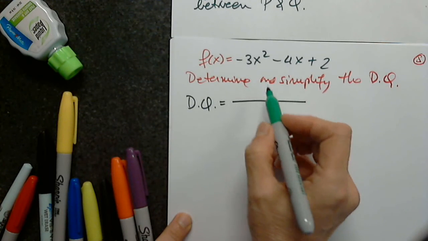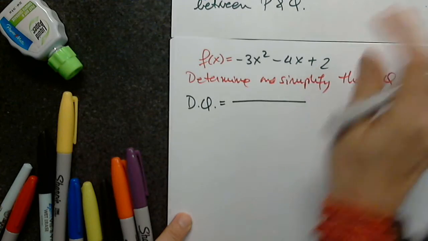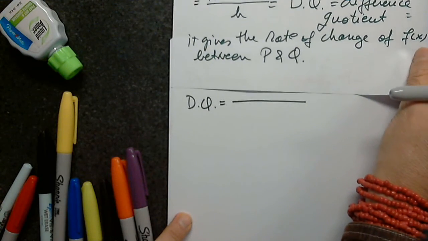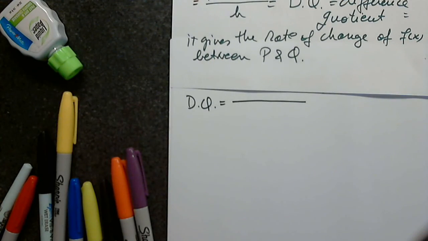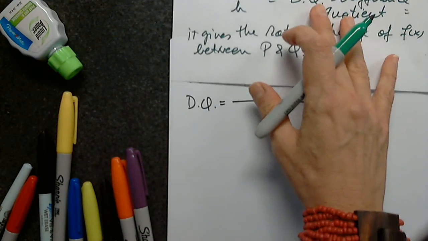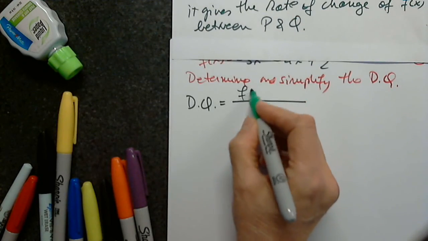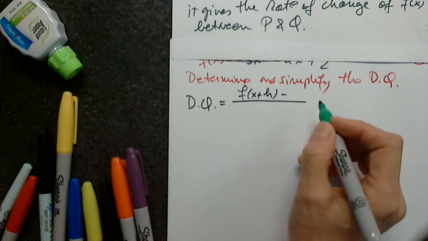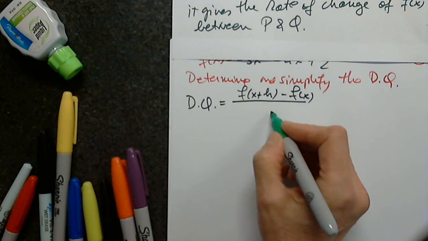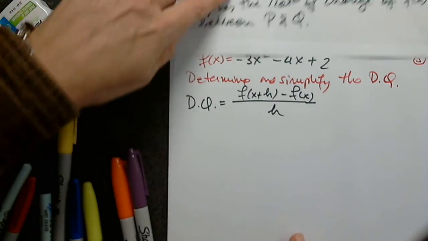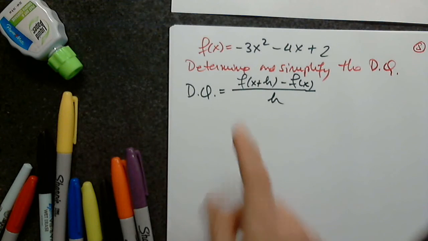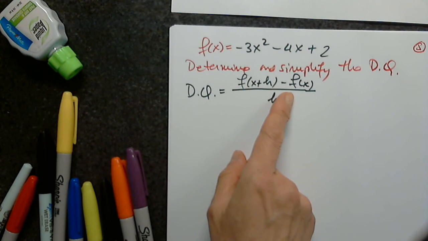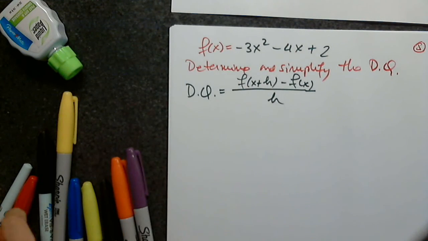Well, I'm only talking about the difference quotient. I'm not talking about the function. I'm not talking about anything else. I just need to copy the formula. f of x plus h minus, very good, divided by, good. So now this is the function. This is our f. This is our f of x.